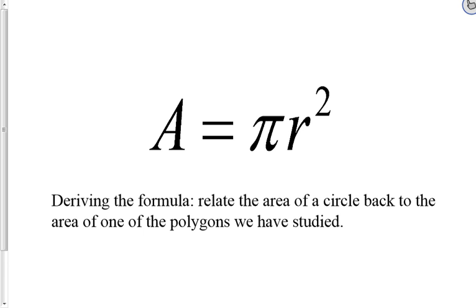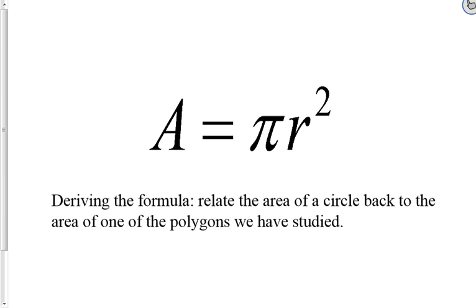Well, here it is. It's a pretty popular formula. Area equals pi r squared. It's popular, it's common. You may have already known this formula. But of course in honors geometry, not only do we want to know the formulas, but we want to know where they come from, right? So today in this lesson, we are going to derive the formula for the area of a circle.